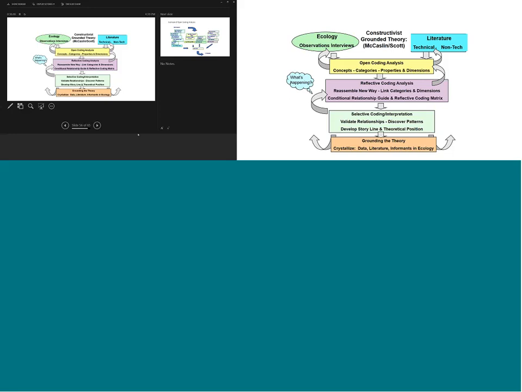She's asking herself what's happening here. She went through the selective coding to validate those relationships. And then finally, in grounding the theory, I love this language of letting it crystallize, letting it come to you, letting it emerge. What's the data telling you? What is it saying to do?